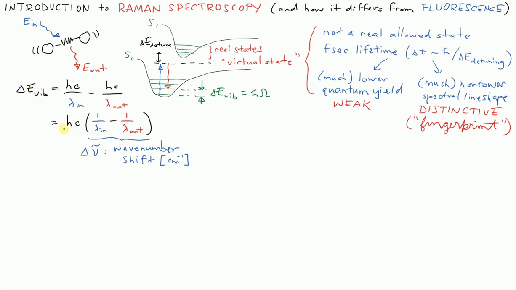Now, why is this useful, this concept of the wave number shift? Because that's what we report Raman spectra in, is wave number shifts. Let's go back to this little delta E between two levels. Let me just draw two levels down here. And again, they have some energy difference delta E.